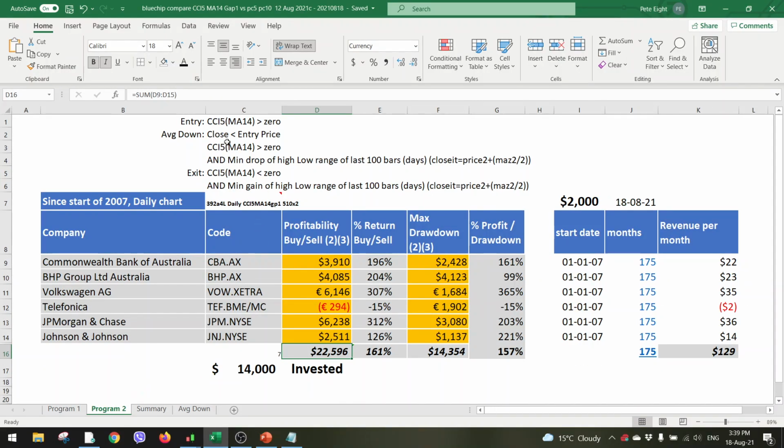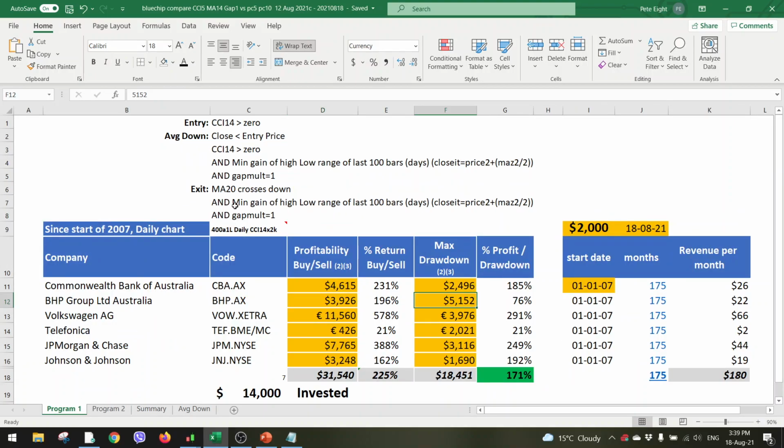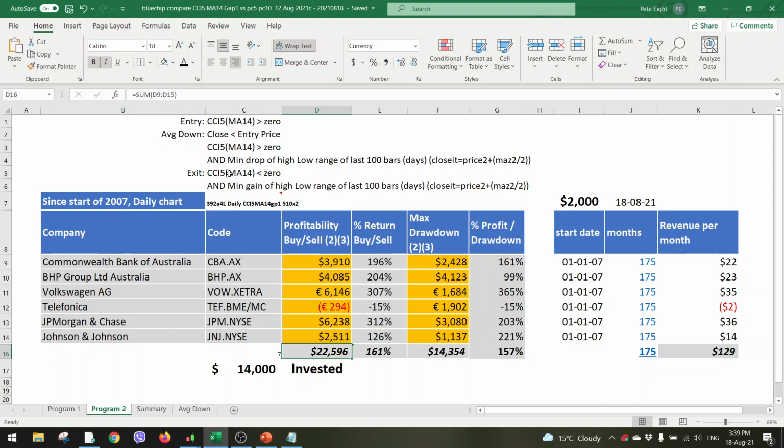This one has an average down as well, the close being less than the entry price. But we look at the CCI5 MA14 breaking above 0 again, with the minimum high-low range again added. So really the only difference between program 2 and program 1 is that program 1 closes out with moving average 20 crossing down when it's profitable. And program 2 closes out when the CCI5 moving average 14 is less than 0.